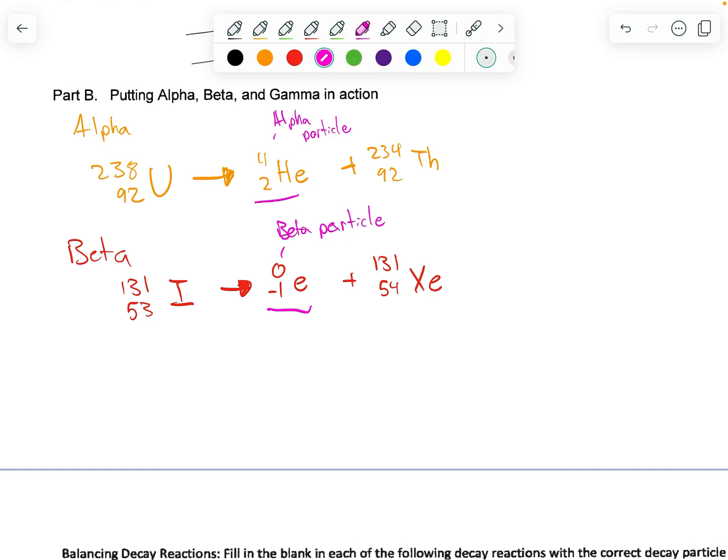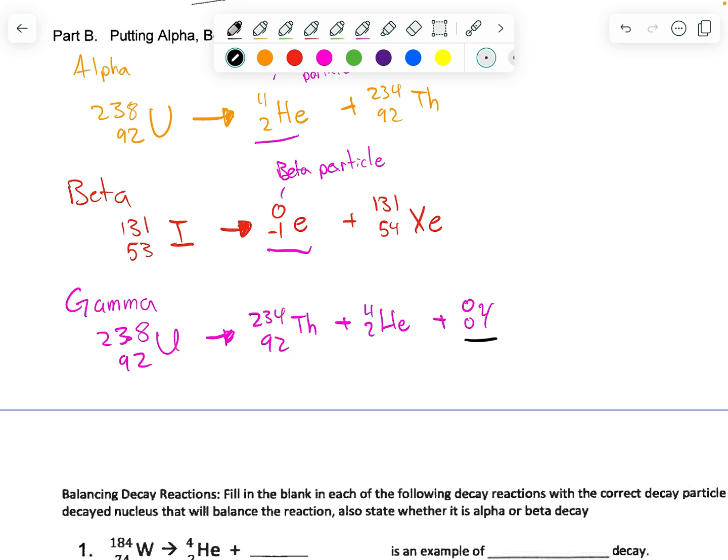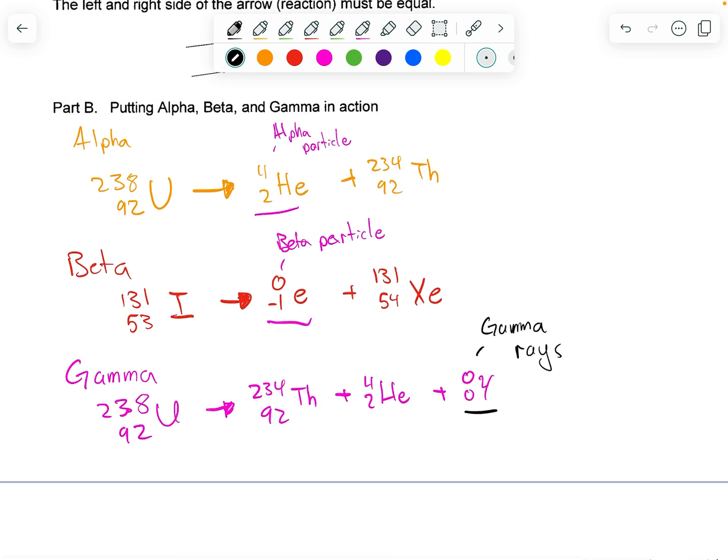And lastly, our gamma radiation. Gamma radiation is similar to our alpha, but we're going to add something this time around. Uranium is radioactive. It's still going to give off an alpha particle, like so, just like we did in our alpha decay. However, this time, we're going to throw in our gamma rays. This right here, that's your gamma rays. So that's how our alpha, beta, and gamma particles will look. Again, remember to pause. I'm going a little bit too fast.